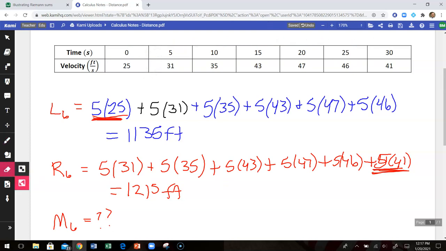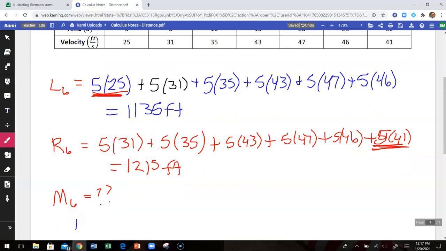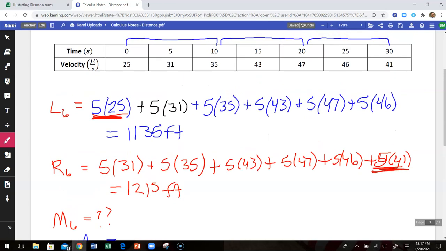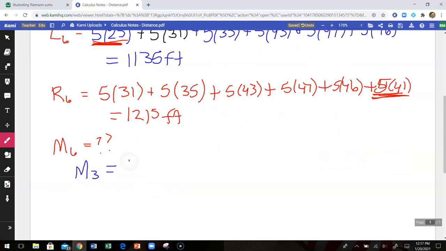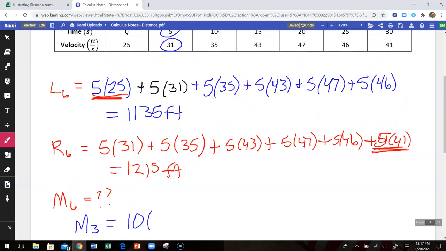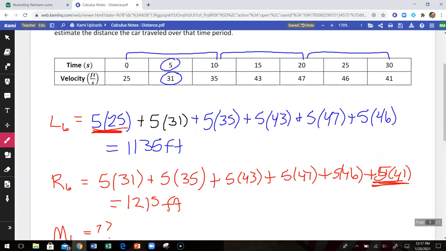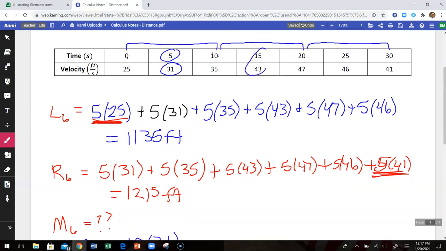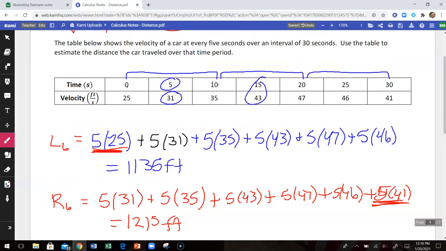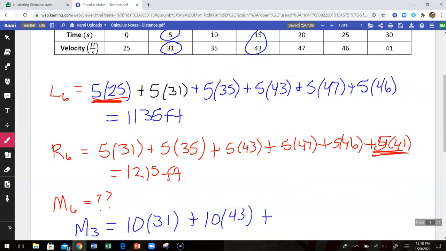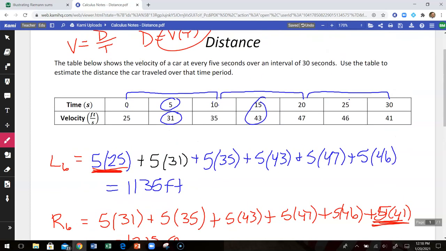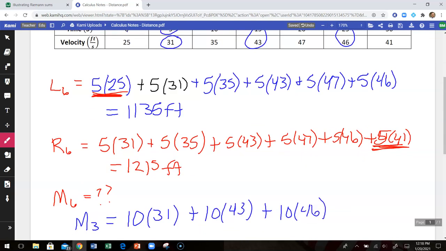However, instead of using 6 intervals, I could do just 3: 0 to 10, 10 to 20, 20 to 30. And now I could do midpoints, because I would know that the midpoint between 0 and 10 is 5, and I have the velocity there. So that first one would be a time interval of 10, and the velocity I would use would be the velocity at the midpoint, which would be 31. Then from 10 to 20, that's again 10, and the midpoint velocity would be 43. And from 20 to 30, the midpoint would be the velocity at 25. So that's acceptable as well.